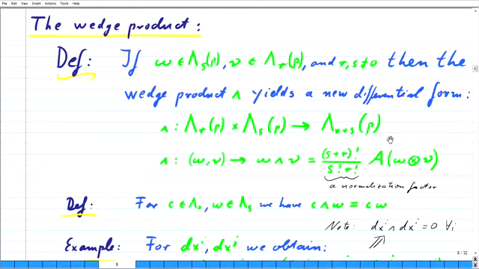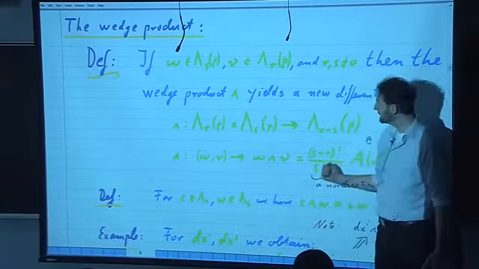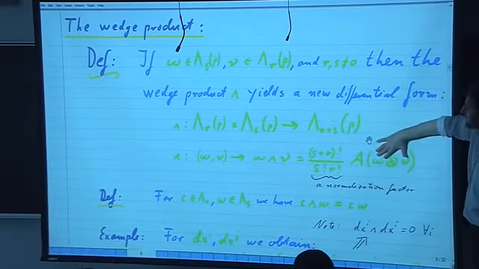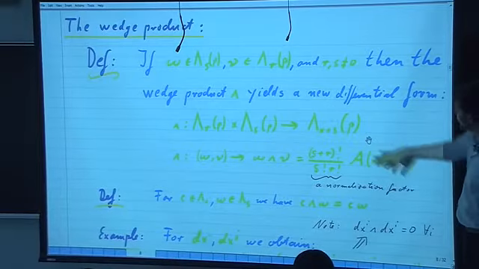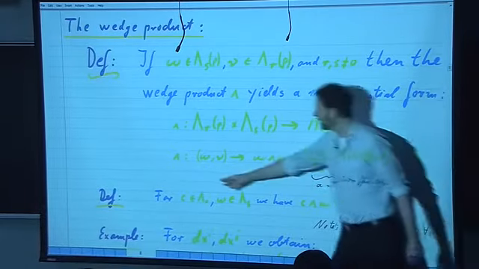Okay, so a differential form is just a tensor. It's a covariant tensor, but a special kind of tensor, an antisymmetric tensor. We multiply two of those differential forms by viewing them as tensors, writing down the tensor product of the two. This gives us a higher rank tensor. And then antisymmetrizing it. That's the outcome of the wedge product.